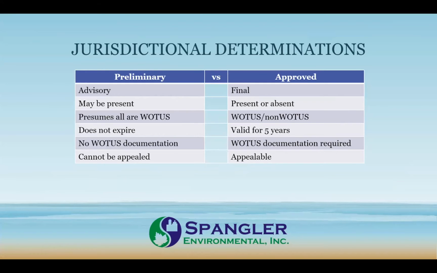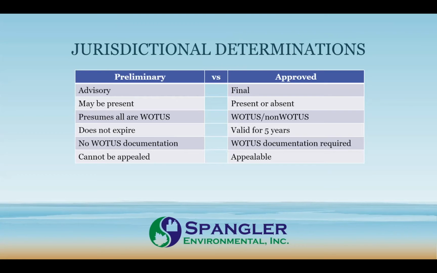And there are two types. There's a preliminary jurisdictional determination and an approved jurisdictional determination. The preliminary is merely advisory. That is, it discusses in general the presence or absence of features, and as you see in the third line item there for the preliminary, it presumes all features are jurisdictional. That is, that they're all waters of the United States.